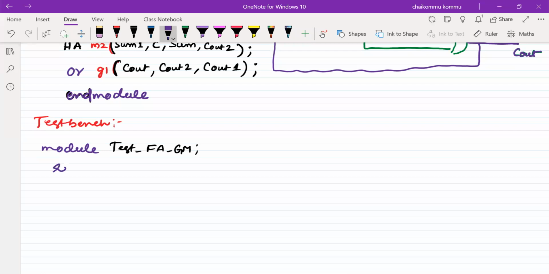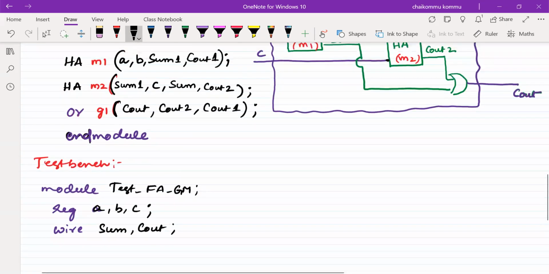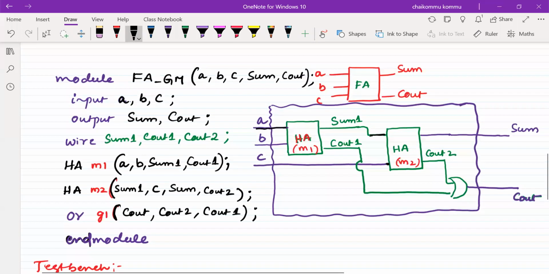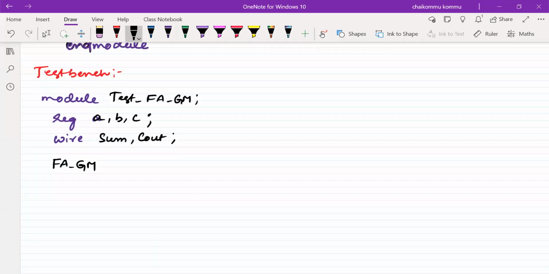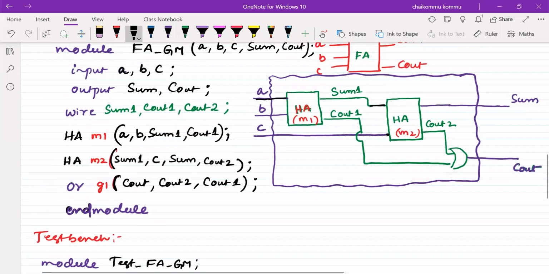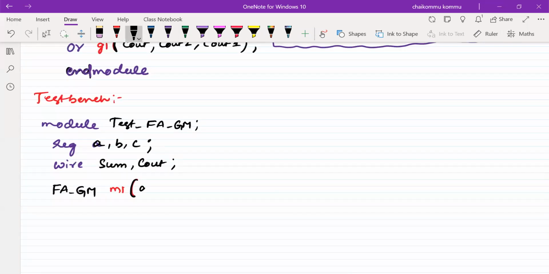The inputs are reg data types: A comma B comma C. Next, outputs are represented by wire data type, that is sum and cout. What is the name of this module? FA underscore GM is the name of the module that I want to test. It's a module, actually, M1. So what is the first variable that I'm writing? A, B, C, sum and carry, right? A comma, B comma, C comma, sum comma, cout.